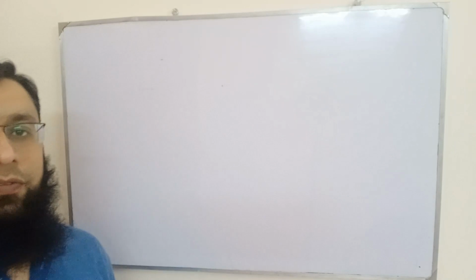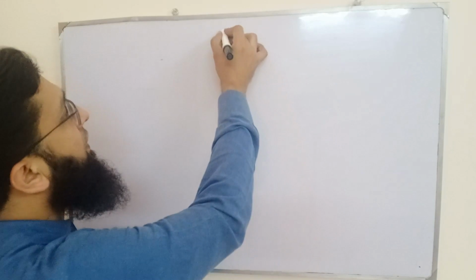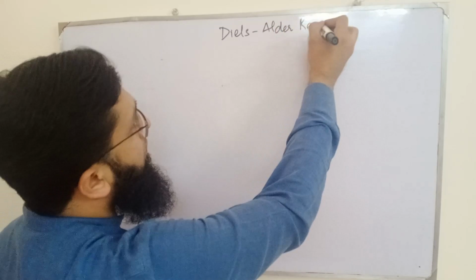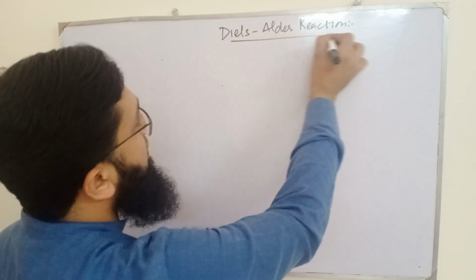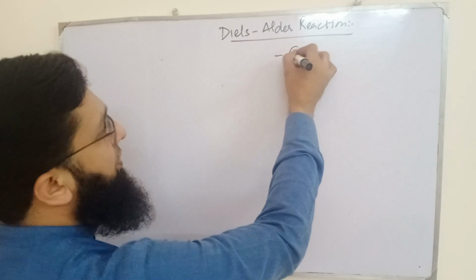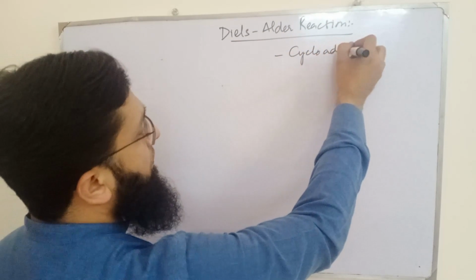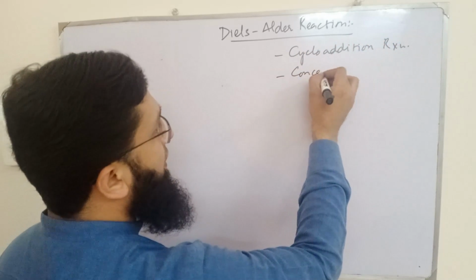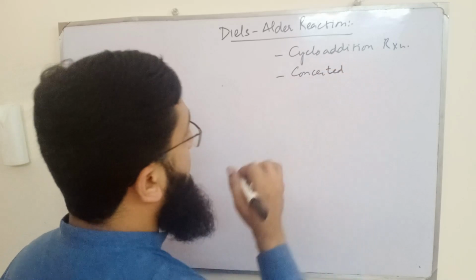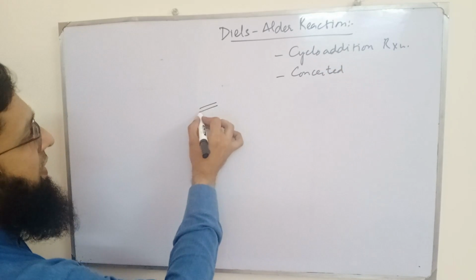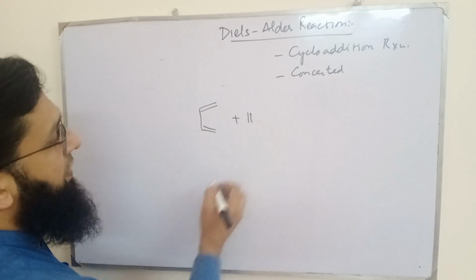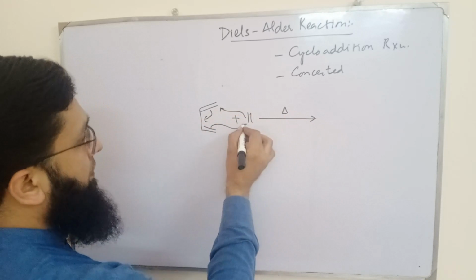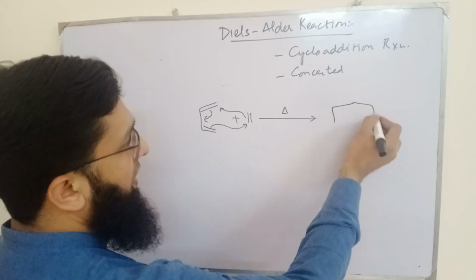Dear students, in this lecture we will discuss the Diels-Alder reaction. The Diels-Alder reaction is an example of a cycloaddition reaction, and it is a concerted, single step reaction. For example, we take 1,3-butadiene and ethylene and they react together to form cyclohexene.